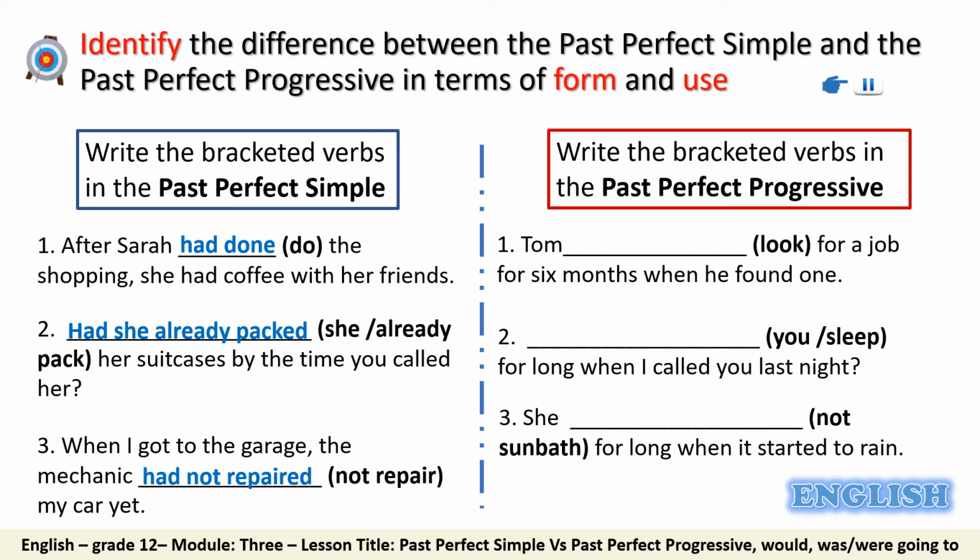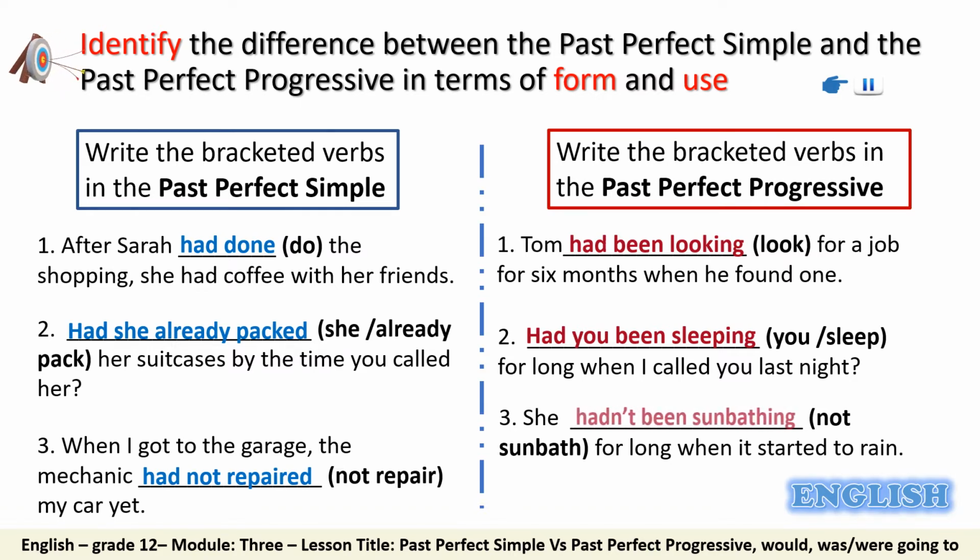Great. Let's move to the past perfect progressive. For sentence number 1, you should write very good, had been looking. Then sentence number 2, which is in the interrogative form, you should write great, had you been sleeping? Finally, sentence 3, what have you written? Excellent, hadn't been sunbathing.